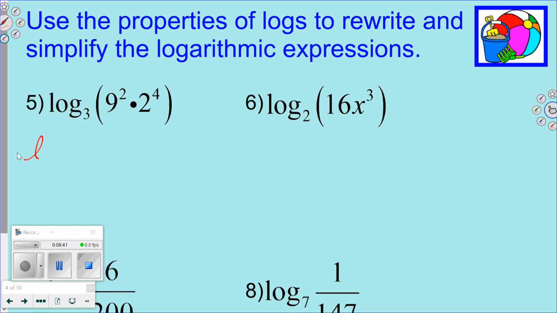So I have log base 3. The first piece I have is 9 squared. What am I going to do with this squared? It's in the front. Good. That comes out in front. So it's 2 log base 3 of 9. Since I have multiplication, what comes down here? Plus. Very good. I have an exponent again. Good. That goes in front. Log base 3 of 2.